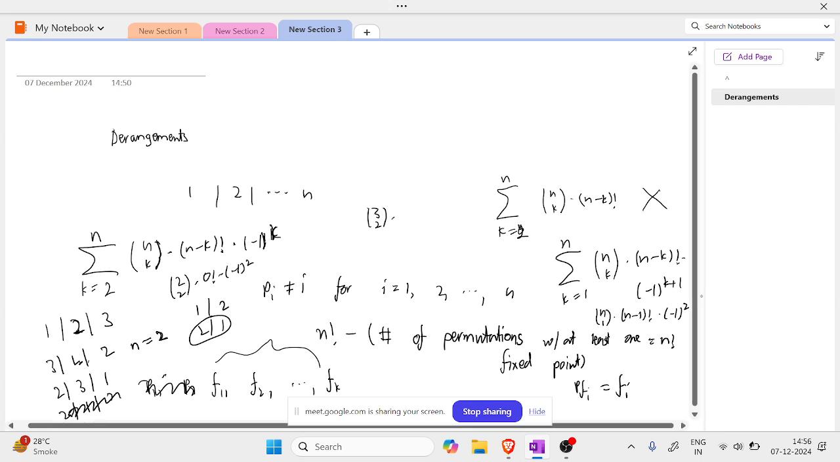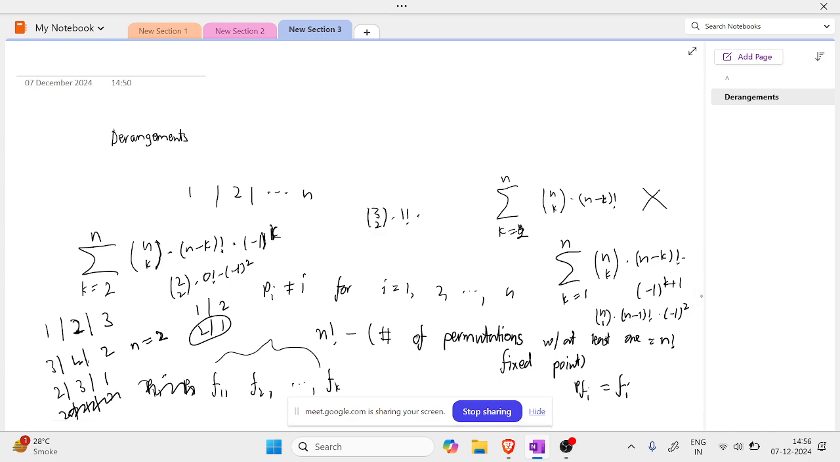Let's check what we get from the formula. C(3,1) times 2 factorial, minus C(3,2) times 1 factorial, plus C(3,3) times 0 factorial, which is just 2. So this gives correct answers for n equals 2 and 3, so it is correct. I was scared that I made some mistake in this, but okay. So this is the formula for the number of derangements.